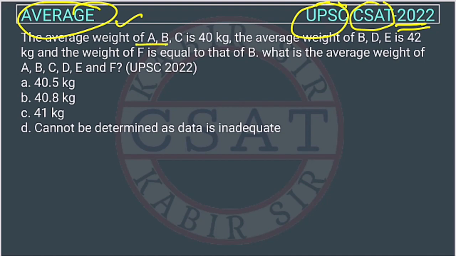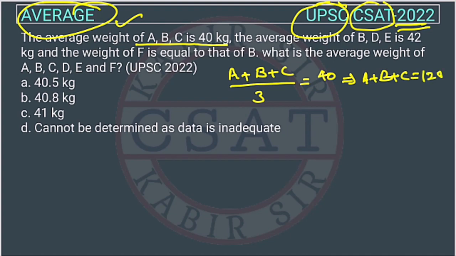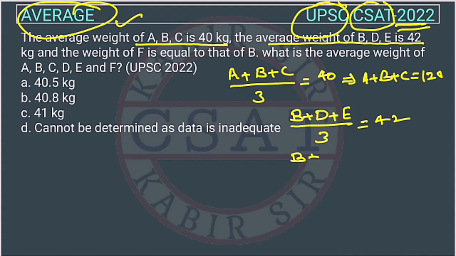The average weight of A, B, C is 40 kg. So what is given? The average weight. So this is the formula of average weight, and this is equal to 40. So A plus B plus C will be equal to 120, right. The average weight of B, D, E is 42. So B plus D plus E, this is the formula of average, right. This is given 42. So B plus D plus E will be equal to 42 into 3 is equal to 126, right.